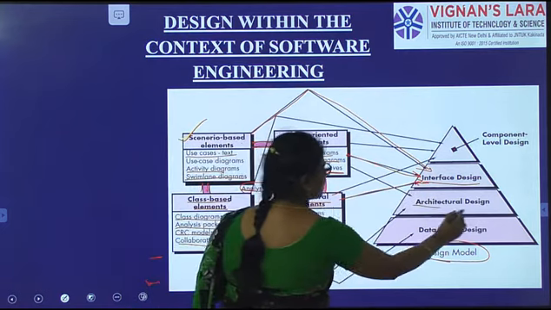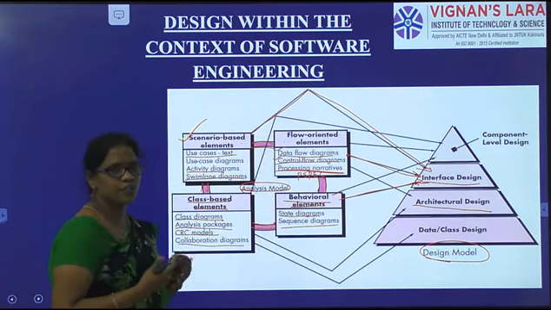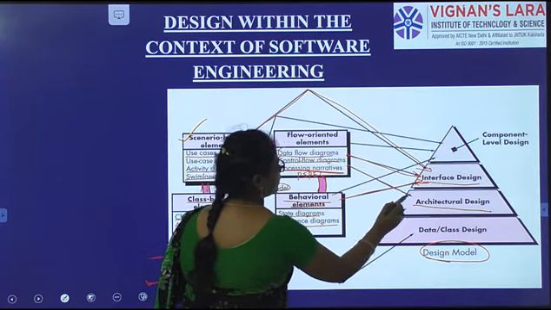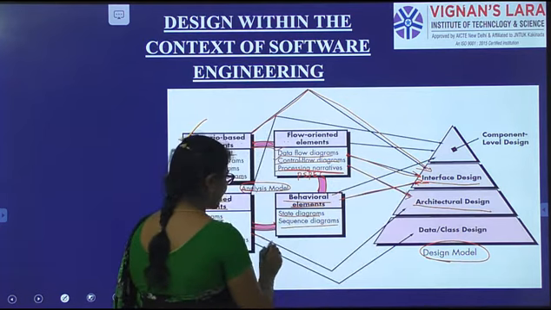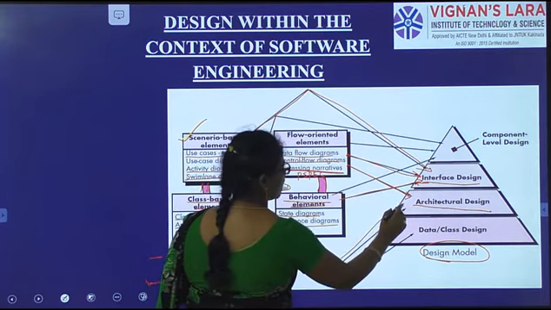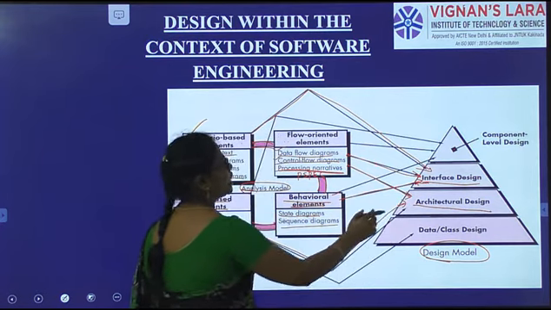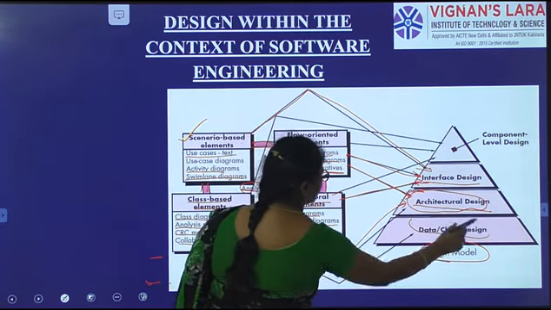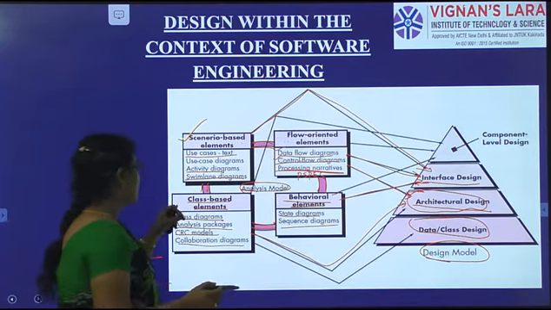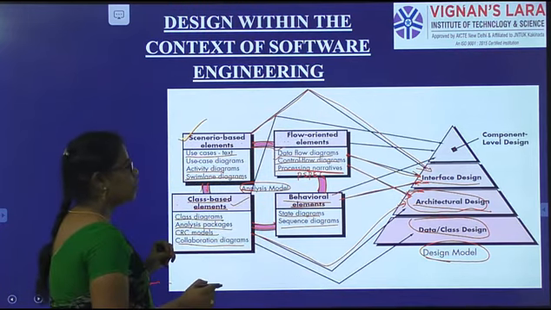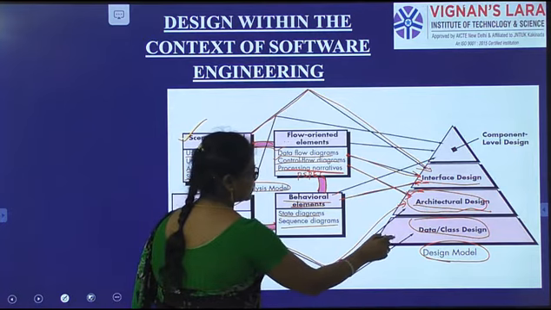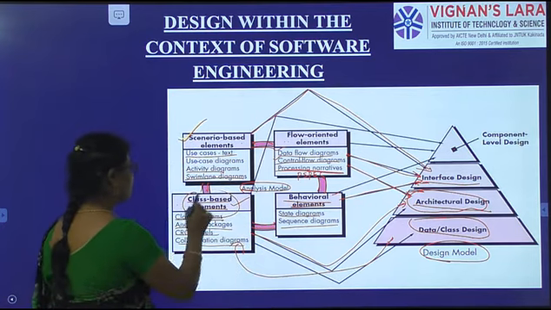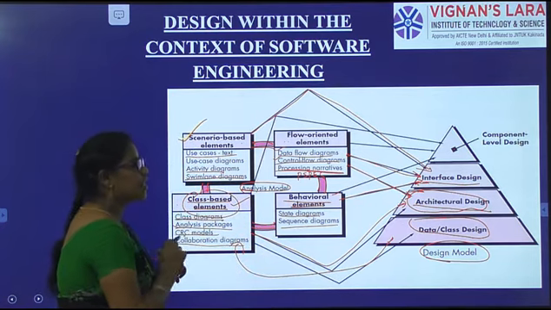The next one is the architectural design. For architectural design, which flow model and which data model will be used? The first one is flow-oriented, and next is the class diagrams. So class diagrams and flow-oriented will be related to the architectural design. Okay, and the third design is the data or class design. For data or class design, class-based elements will interact, and only class-based, because only the class-based elements have the class diagrams, packages, and CRC models.